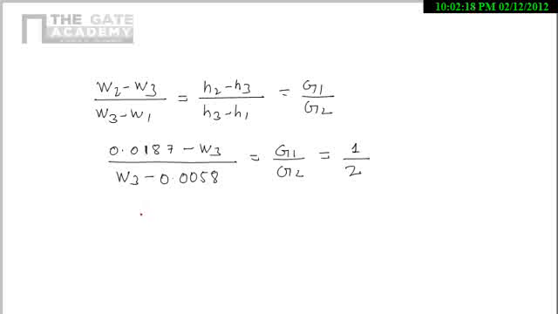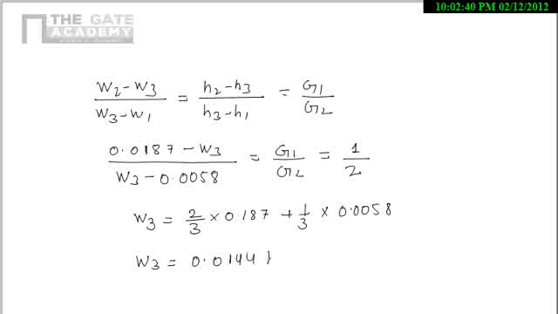So from here I can write W3 equals 2 by 3 into 0.0187 plus 1 by 3 into 0.0058. So now we can easily get the value of W3, that is 0.0144 kilogram vapor per kg of dry air. So we got the value of W3. We are interested in enthalpy of the mixture.